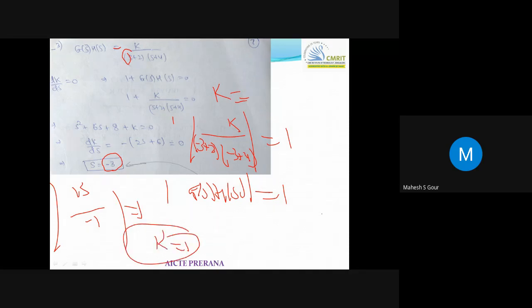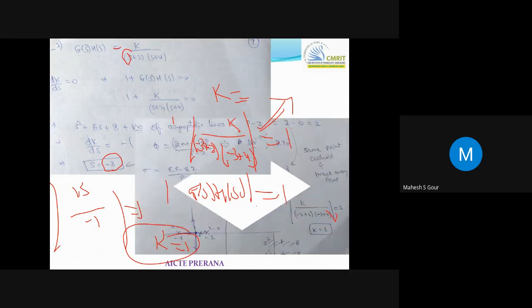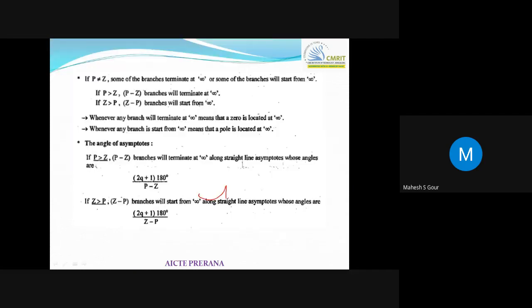Got it? See, most of the questions will be asked this way because nowadays they are combining root locus, Nyquist plot, and polar plot. All three things will be combined, and they're combining with RH criteria also. You'll see the problem, then you'll understand. Okay, I hope this is clear. So this is written in theory, whatever I have taught till now.